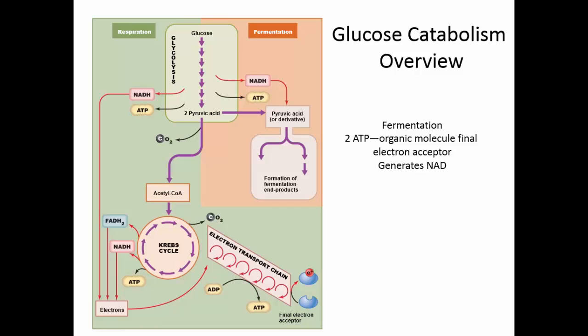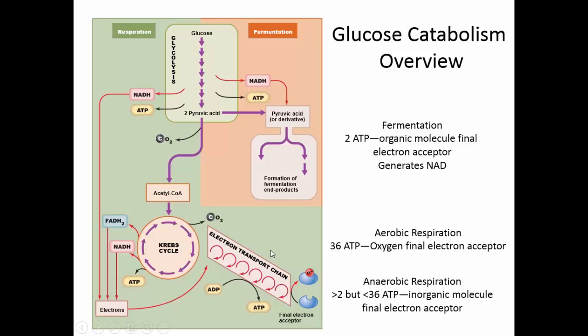So to recap the overall processes here, fermentation makes 2 ATP. We only get the 2 ATP out of glycolysis. Organic molecules are the final electron acceptor, and this is primarily to generate NAD so that we can go through the other processes here. In aerobic respiration, we get about 36 ATP. Oxygen is your final electron acceptor, so you get water, and we go through glycolysis, the conversion to acetyl-CoA, the Krebs cycle, and the electron transport chain.